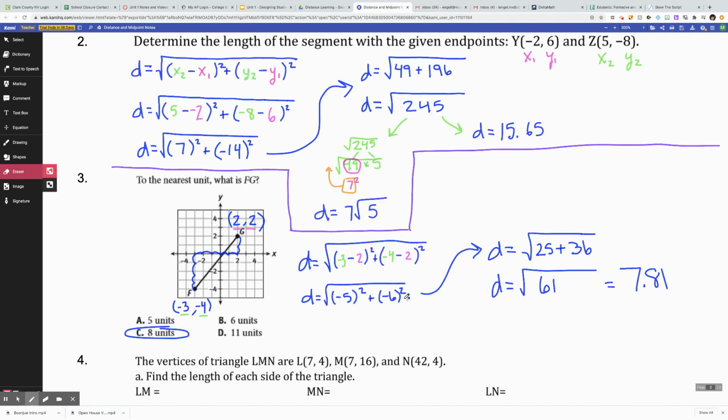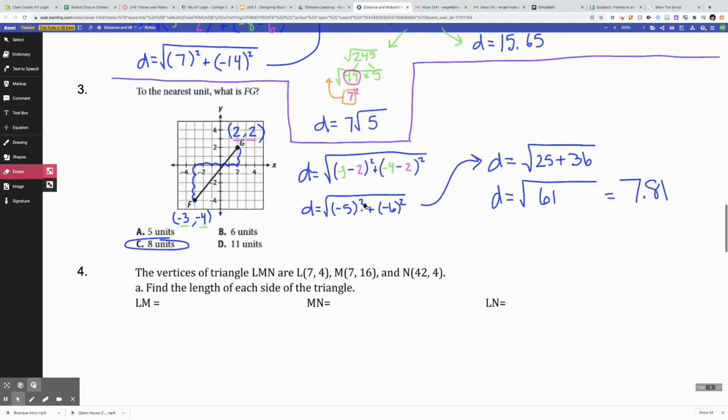So you can follow the work that I did here. So I have -3 minus 2, which is -5. -4 minus 2 is -6. -5 squared is +25. -6 squared is +36. I added those two together and got 61, and then I had to take the square root of 61 at the end and got 7.81. When you're rounding, for me, typically you want to round to 2 decimal places. That's usually fine. 2 decimal places is fine.